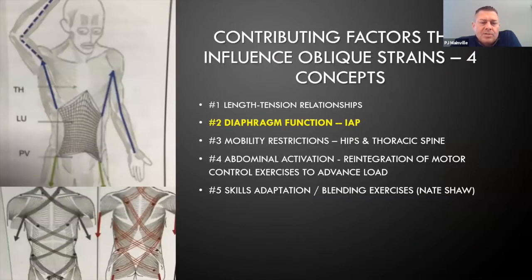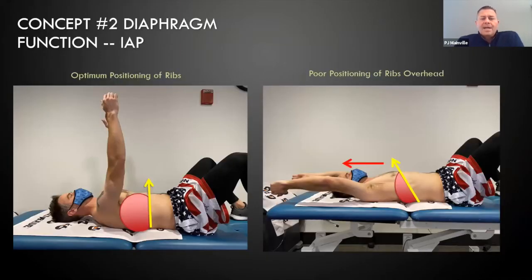Secondly, the diaphragm function into intra-abdominal pressure. The ideal norm would be to have ribs stacked symmetrically over a pelvis. On the right, the position of the rib cage shows an elevated rib cage, which is poor for creating the stabilization of the core.